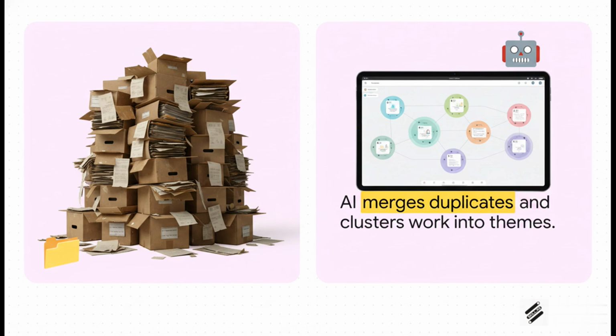But with AI, the system instantly flags your most frequently cited papers, merges all your duplicates, and actually clusters 15 years of your work into overarching conceptual themes. The burden completely shifts. You're no longer making every organizational decision from scratch, you're just stepping in as an editor to review the AI suggestions.